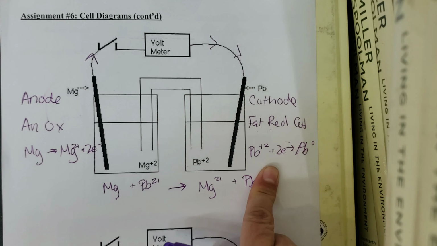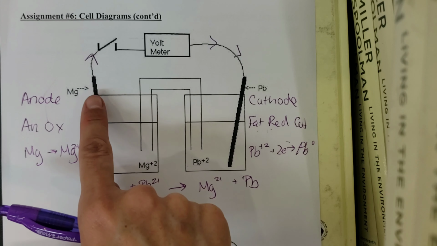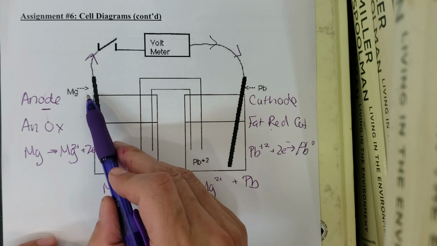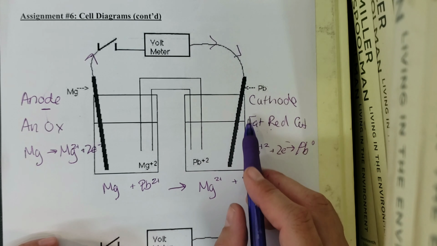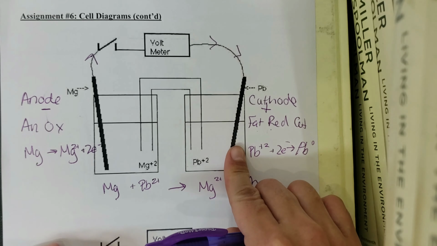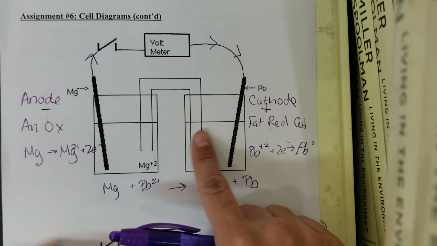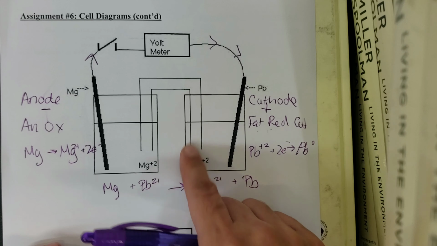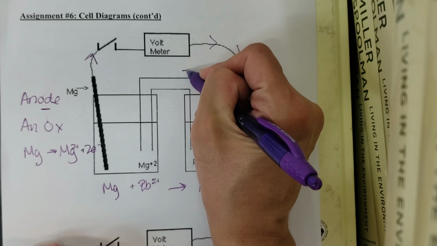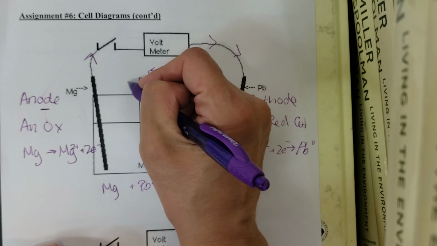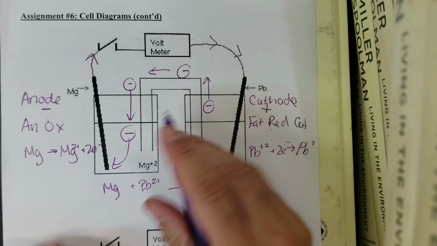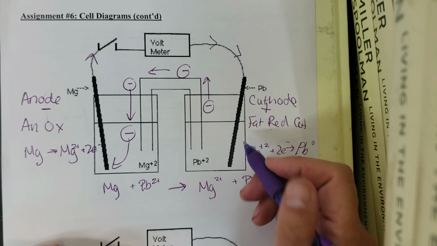So again, how this cell works is as electrons are lost at the negative anode, they will travel through the wire to the positive cathode. Once the electrons arrive here, they're going to reduce these cations, and the anions in the salt bridge will travel back to the anode. And obviously the cations will go towards the cathode.